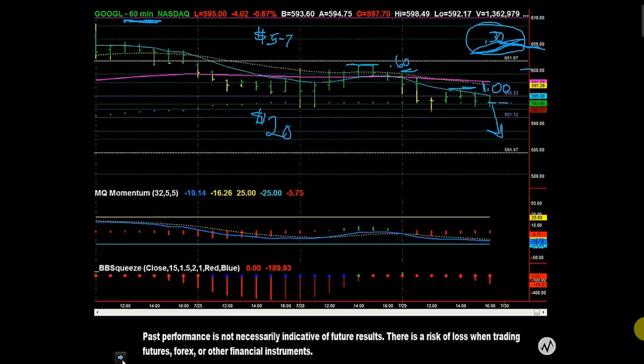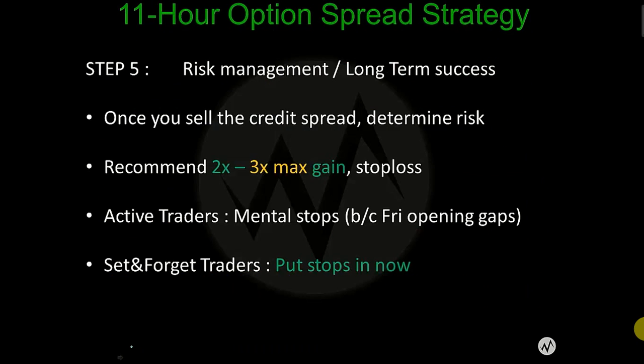All right. Next step, after you select where your credit spread wants to be, and you go ahead and receive your credit, the most important next step is managing your risk. Once you sell the credit spread, you want to determine where you're going to put your stop loss, whether it be mental or physical, like inputting a trade. Now, you can go to a 3 times maximum gain. I'll explain what that means.